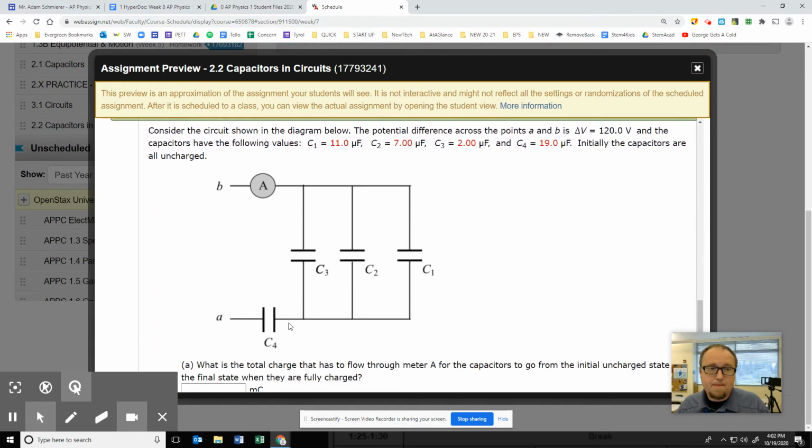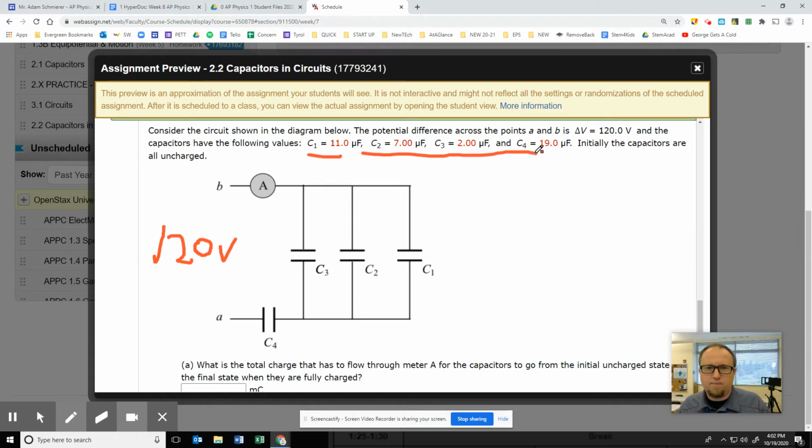All right. Here we go, last one. Consider the circuit below. The potential difference across A and B is 120. I got something to work with there. And the capacitances are as follows. Sweet. Initially, the capacitors are all uncharged. Okay. As I charge this thing up, the first question is how much charge flows onto it.